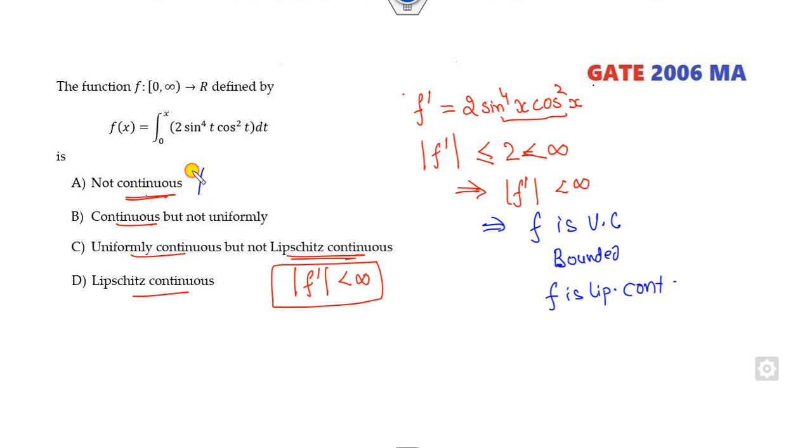Now if f is not continuous, cancel. If it is not uniformly continuous, again cancel, because f is uniformly continuous, f is bounded, f is Lipschitz continuous. It's uniformly continuous but not Lipschitz continuous. That's again cancelled out. Only option D is my right answer.